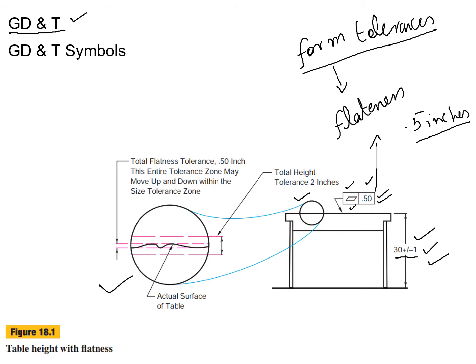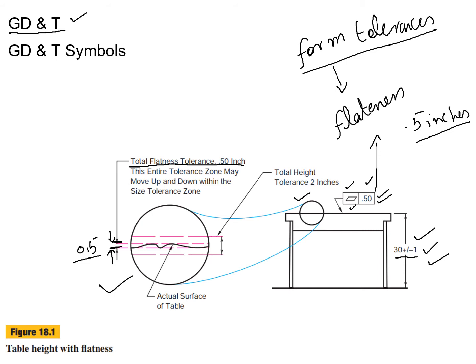First of all we need to define the flatness for the surface, and the flatness defined is 0.5 inches. So we define an envelope, a 0.5 inch envelope. That is the total tolerance, 0.5 inch. These two lines right here represent 0.5 inch; they have a width of 0.5 inch.